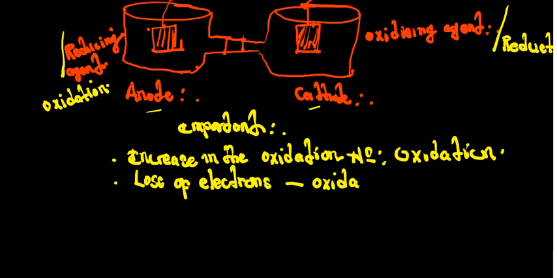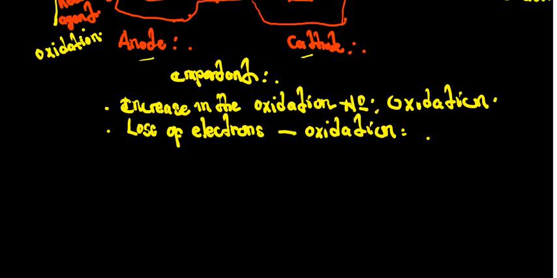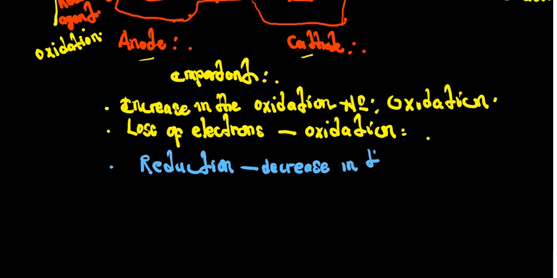And the opposite will happen with what? Reduction. So with reduction, you know it is a decrease in the oxidation number. And then reduction also, you can define it in terms of the gain of electrons. The gain of what? Gain of electrons.